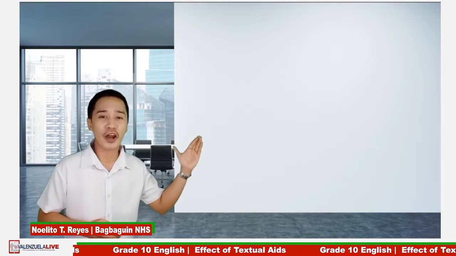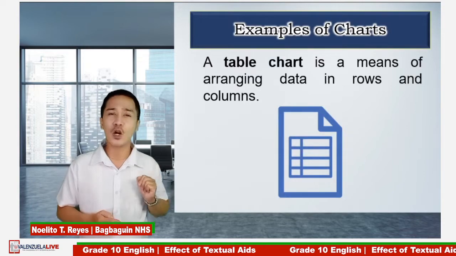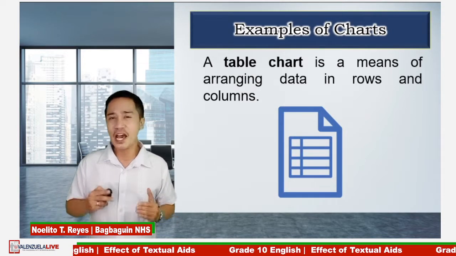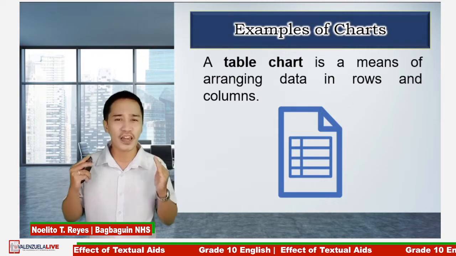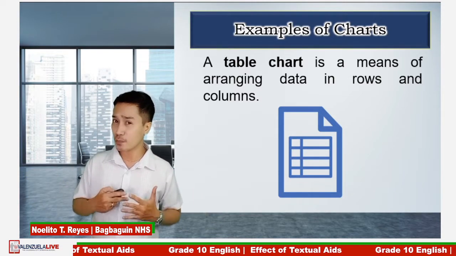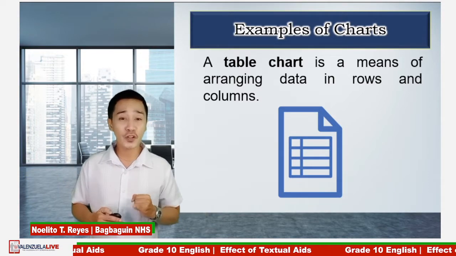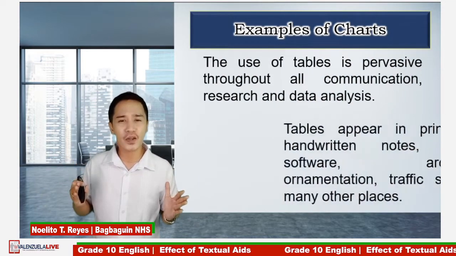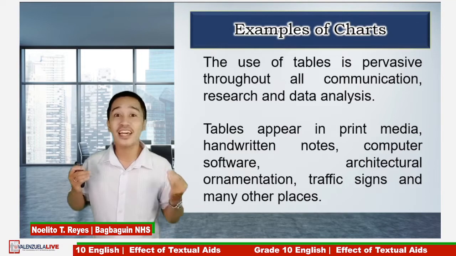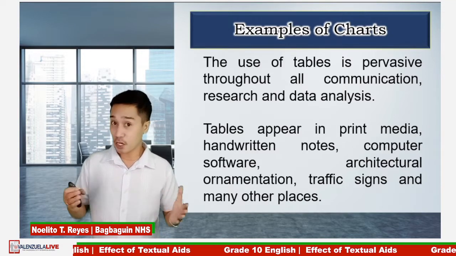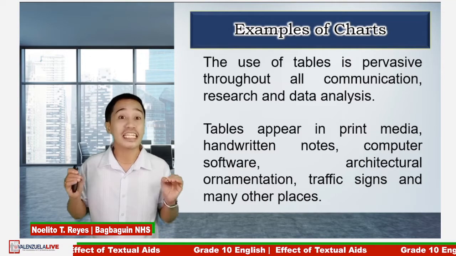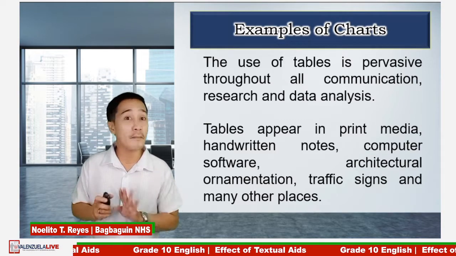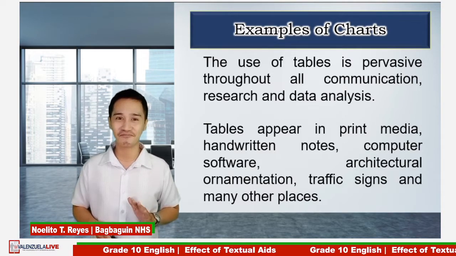A table chart is a means of arranging data in rows and columns. The use of tables is pervasive throughout all communication, research, and data analysis. Tables appear in print media, handwritten notes, computer software, architectural ornamentation, traffic signs, and many other places.